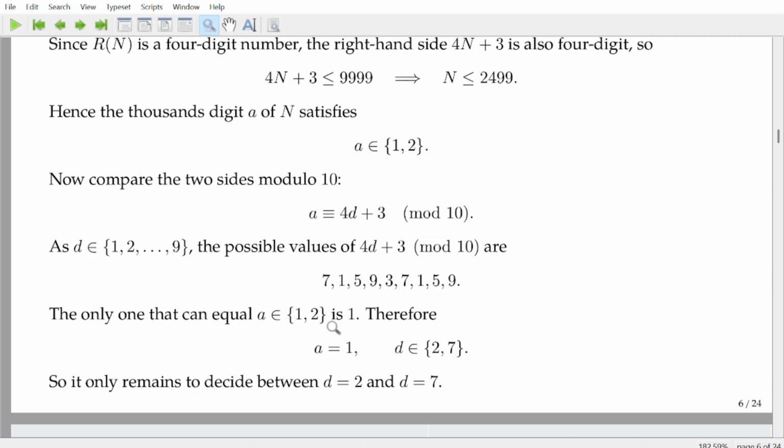Okay? And the only times when the remainder is equal to 1 are for values of d which were d equals 2 or d equals 7. So we also know that d has to be 2 or 7. So instead of 10 possibilities for the outer digits, we basically just reduce to 2, which is quite nice.